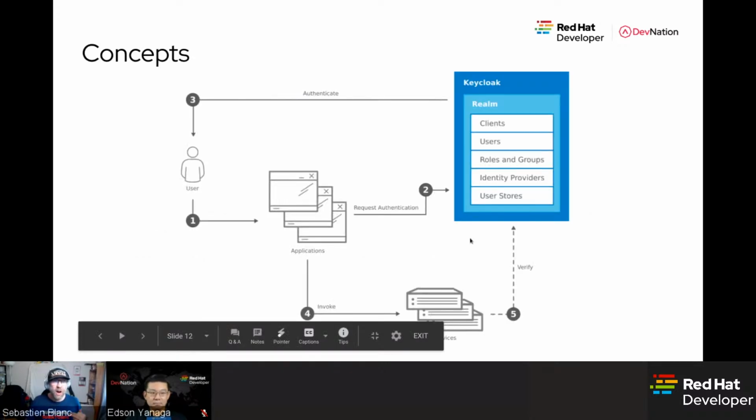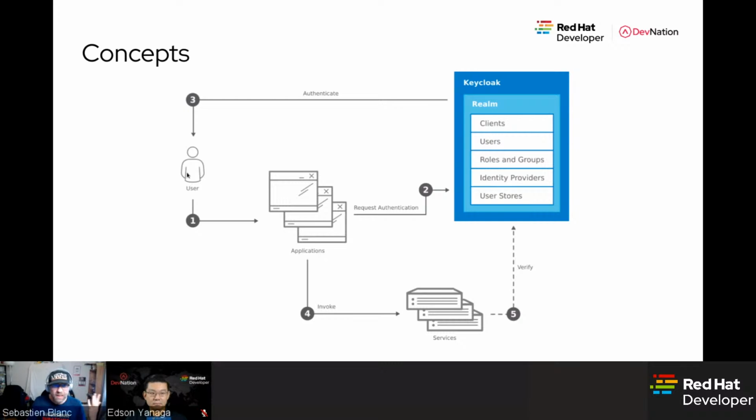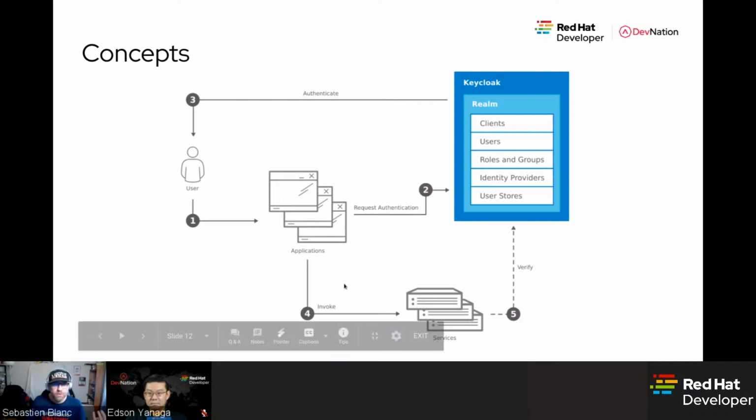So basically, how does it happen? You are a user, and when you access an application here, number one, the application will redirect you to the GCloud server. The GCloud server will present you with a login form. Then you will be able to authenticate yourself. And then the GCloud server will give you some tokens that you can use to invoke other services that are in the realm of GCloud.